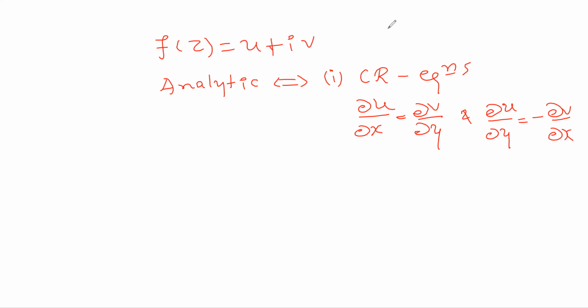Fourth option, ∂u/∂x = -∂u/∂y and ∂u/∂y = -∂u/∂x. So if you remember these CR equations, then only you can select that one. That will be the direct question they may ask based on the analytic function. Is it clear?